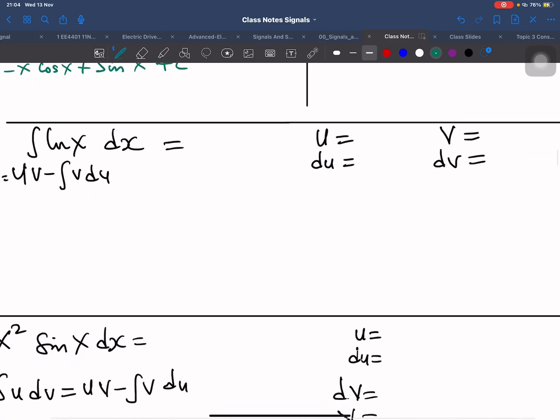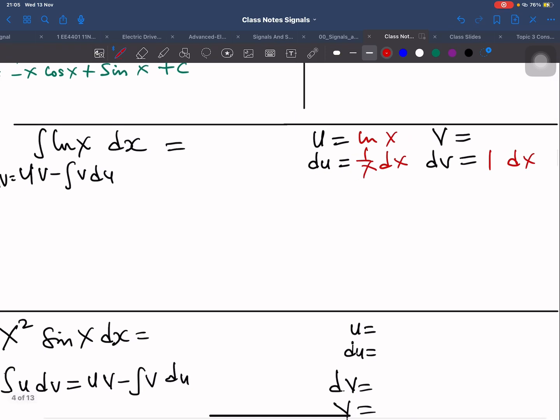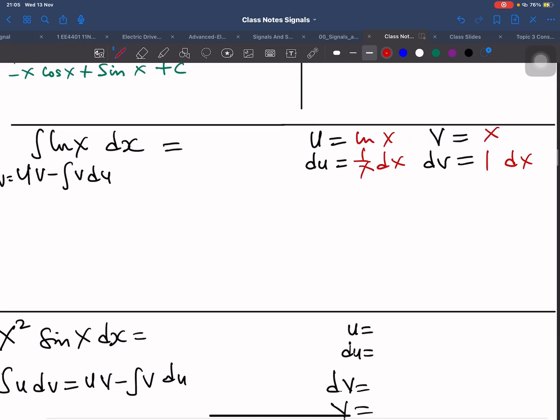Now we have to solve this one too. ln x dx. Like I say, whenever you see ln x, you make it your u. So our u becomes ln x. Our du becomes 1 over x dx. Our dv becomes 1 dx. Then our v becomes x, because if you integrate 1 dx, you now get x.